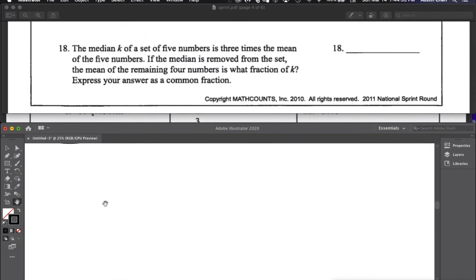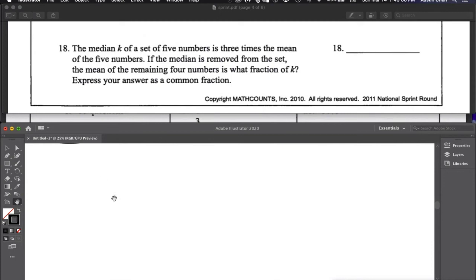Okay. So we can express the sum of all the numbers with k, right? So the mean of these 5 numbers is 1/3 k. So the sum of all these numbers will be 5/3 k.